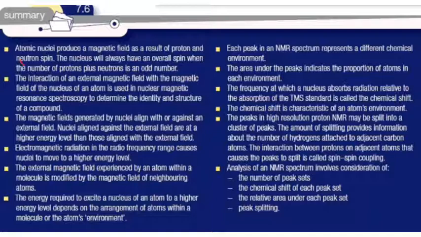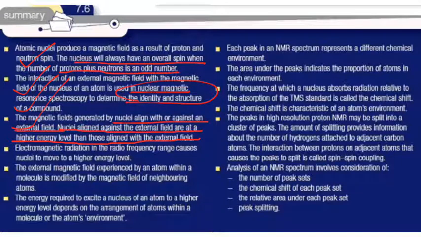Atomic nuclei produce a magnetic field as a result of proton and neutron spin. The nucleus will always have an overall spin when the number of protons plus neutrons is an odd number. That's good. The interaction of an external magnetic field with the magnetic field of the nucleus of an atom is used in NMR spectroscopy to determine the identity and structure of a compound. That's done. Okay, the third one: the magnetic fields generated by nuclei align with or against an external field. Nuclei aligned against the external field are at a higher energy level than those aligned with the field, yes?